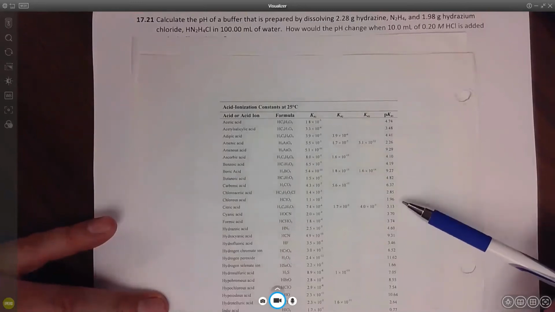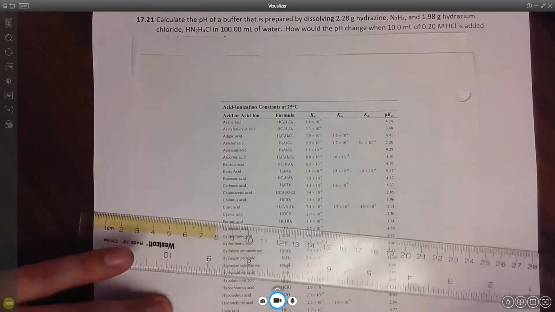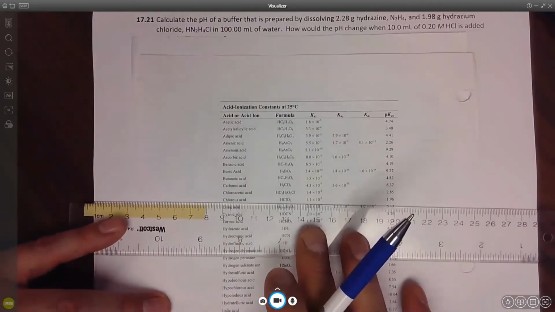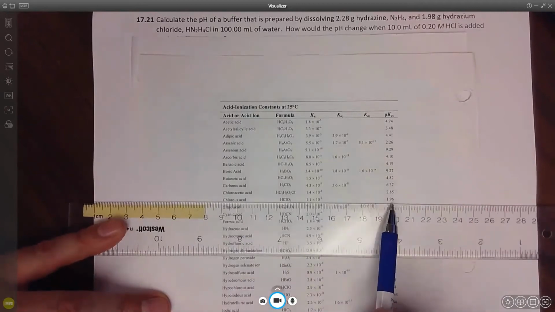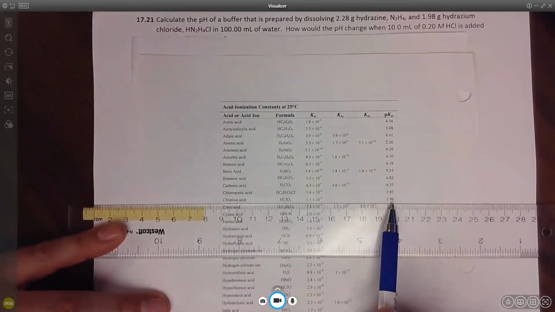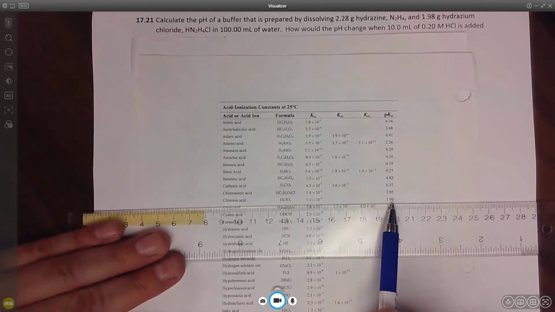Let's go to a buffer, let's say, of 2. So if we wanted a buffer that had a pH of 2, a good choice there then is going to be the chlorous acid, okay? Because that's real close to 2. And what that means is that our concentration of acid and conjugate base is going to be almost equal to one another, which is great for buffer capacity.